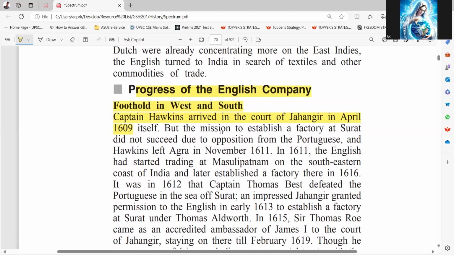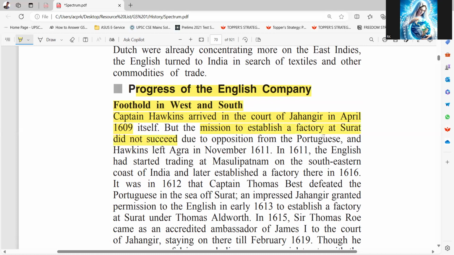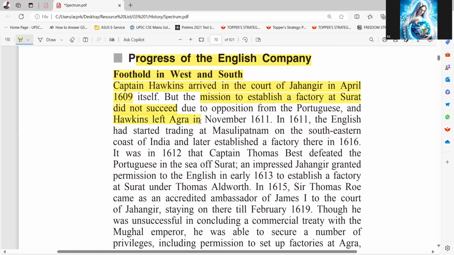1609. But the mission to establish a factory at Surat did not succeed due to opposition from the Portuguese, and Hawkins left Agra in November 1611. In 1611, the English started trading at Masulipatanam on the southeastern coast of India and later established a factory there in 1616. So the English established a factory in Masulipatanam in 1616.